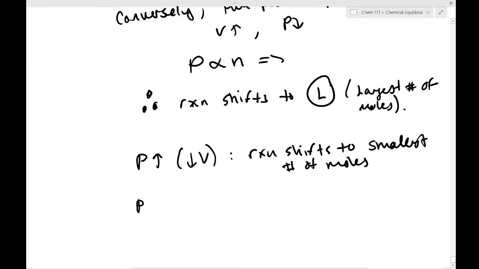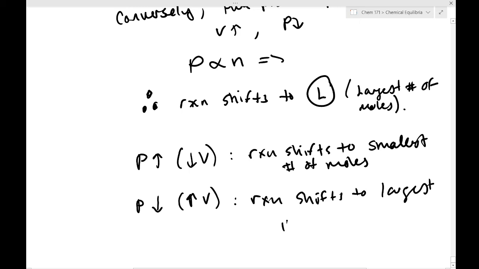And if you have a decrease in pressure or an increase in volume, the reaction shifts to the largest number of moles. Okay? So that's what happens in a system when you have something that pressurizes or depressurizes a system.